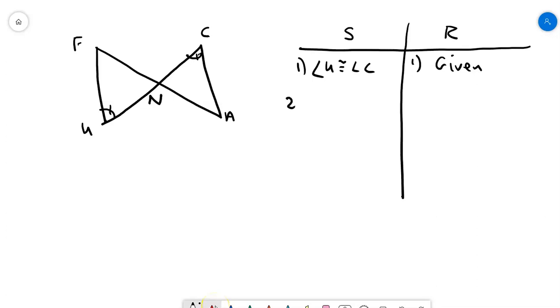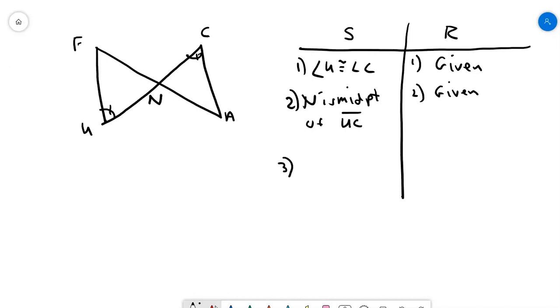All right, the second thing we were given is that N is the midpoint, and it matters what segment we're talking about, because it looks like N could be the midpoint of two segments, but actually it's the midpoint of UC. And again, that was given.